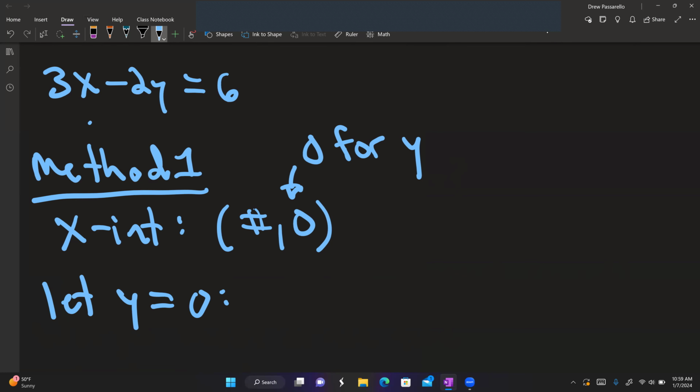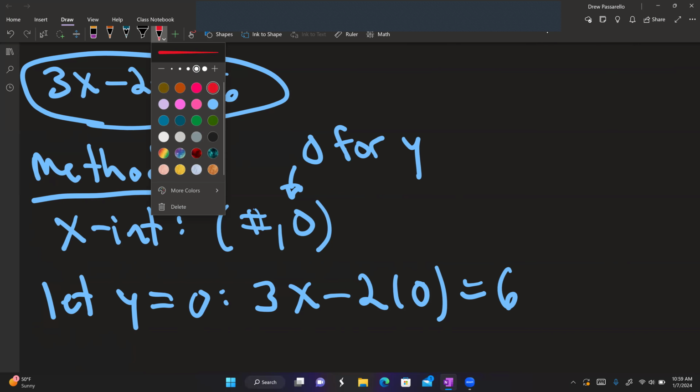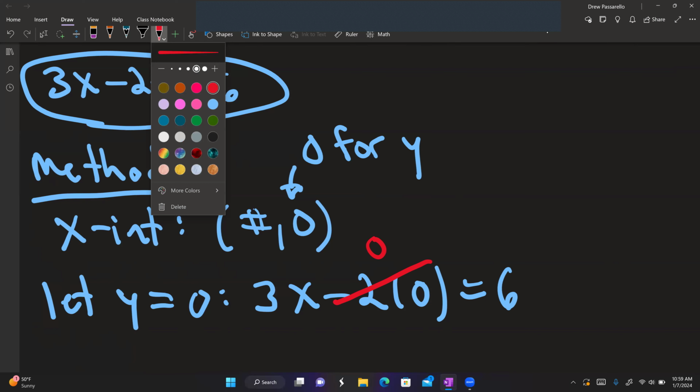All right, and that'll change this equation. It'll change it by turning it into 3x minus 2 times 0 equal to 6. And minus 2 times 0 is 0. And so this term goes away because that's 0. And you're left with 3x equal to 6.